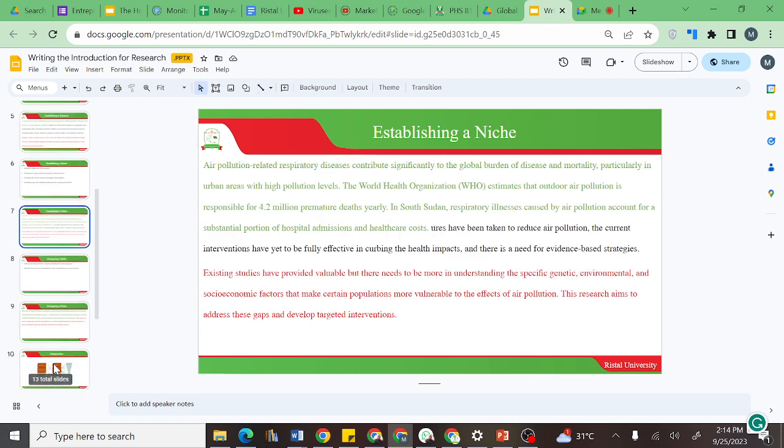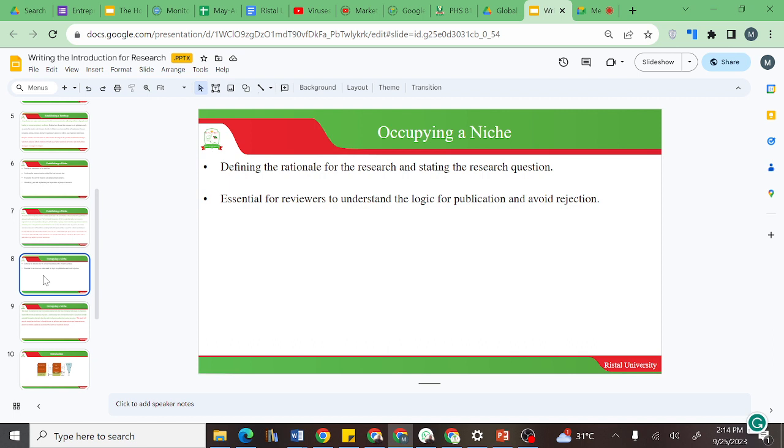Okay, so we move to slide number 8. So after establishing the niche, you need to occupy the niche. This is where you say, this is what I'm going to do to solve the gap, or to fill the gap, or to solve the problem. So your introduction should have that element. I've identified this space here, and this is what I'm going to do within this space. That is occupying the niche, which is the last part of the model that we have.